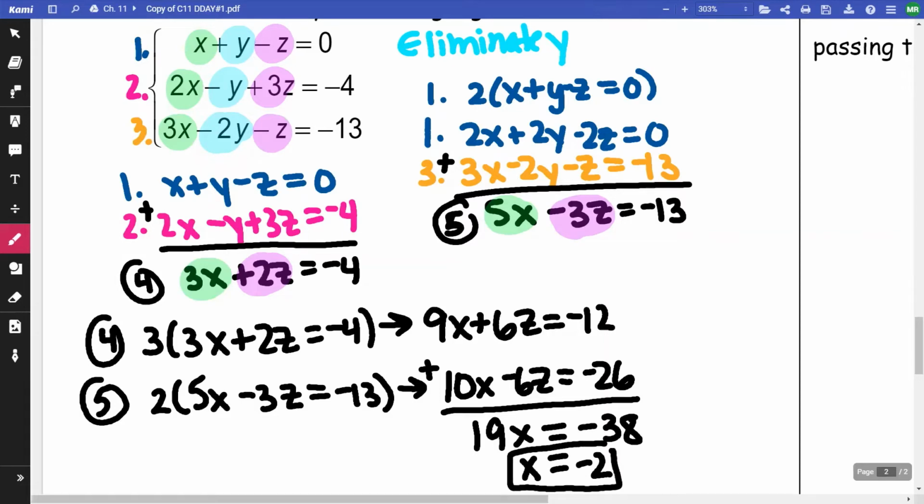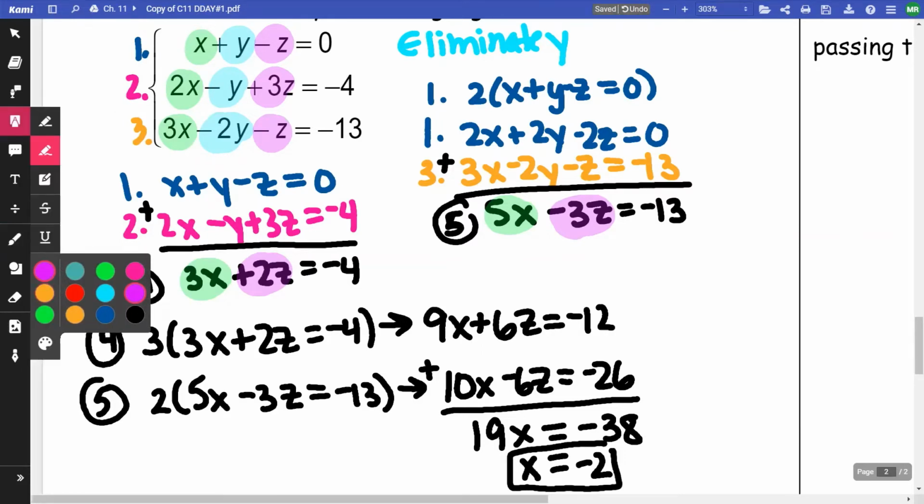Now I'm not quite done solving this system. And when I say solving this system, I'm talking about this system right here. That had two variables, an x and a z. I found my x. I still need to find my z. So I'm going to go into, I think equation 4 is the one I'm going to plug into. So I'm going to put it into equation 4.